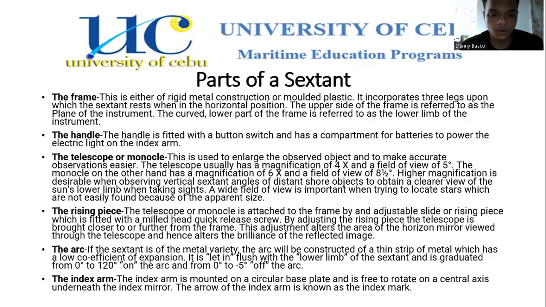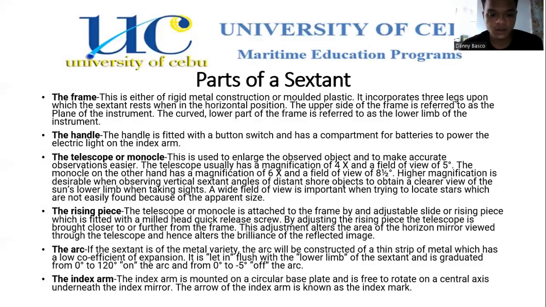The telescope or monocle is attached to the frame by an adjustable slide or rising piece, which is fitted with a milled head quick release screw. By adjusting the rising piece, the telescope is brought closer to or farther from the frame. This adjustment alters the area of the horizon mirror viewed through the telescope and hence alters the brilliance of the reflected image.